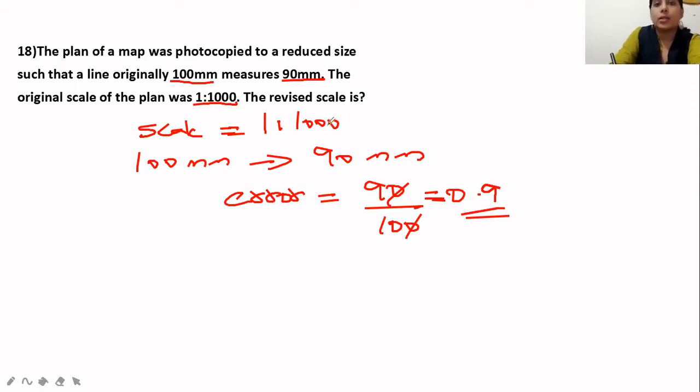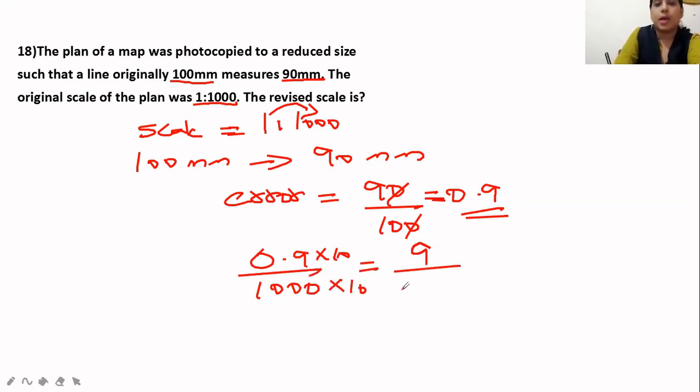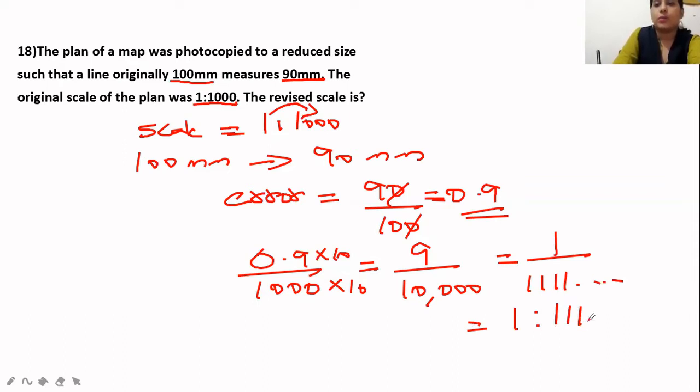So you want to know what the revised scale is. For 1:1000, for 1 this is 1000. So for 0.9, what happened? For 0.9 divided by 1000, if you want to change the decimal, you multiply by 10 and divide by 10. So you will get the answer 9/10,000. It will be 1/1111 point something. But as it is a scale, we don't consider that. We will write 1:1111. This will be in the option. You can select it like that. So for 1000 there is an error of 0.9, and that is the revised scale.